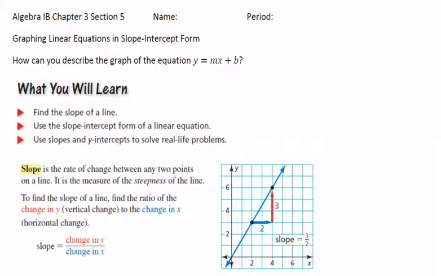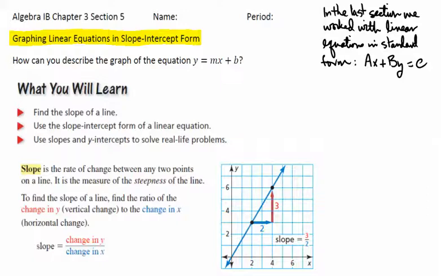In this video, we'll begin to work with Chapter 3, Section 5, which concerns graphing linear equations in slope-intercept form. And if you recall, in the last section, we worked with linear equations in standard form, that is, ax plus by is equal to c. And we had an example there that, say you had $36 to spend at the movies with your friends on either drinks, which cost $4 each, or popcorn, which cost $6 each. Then you might have the equation 4x plus 6y is equal to 36.